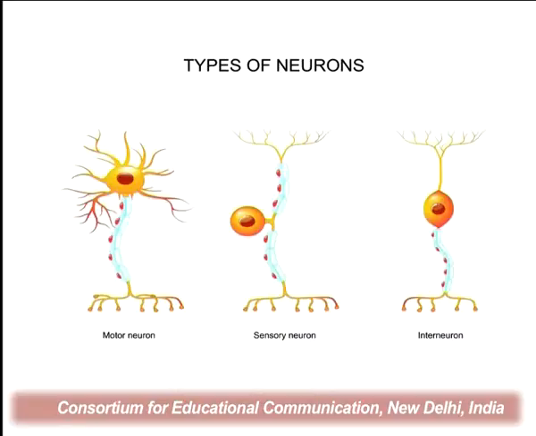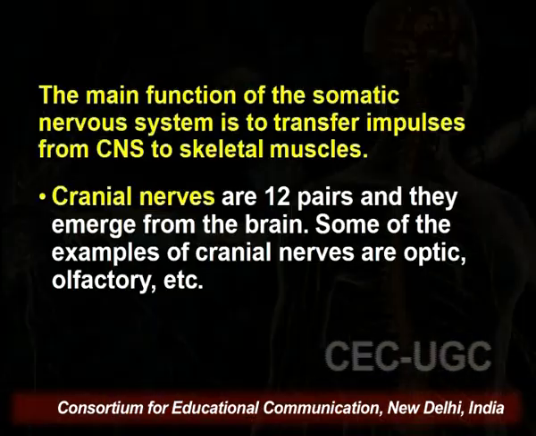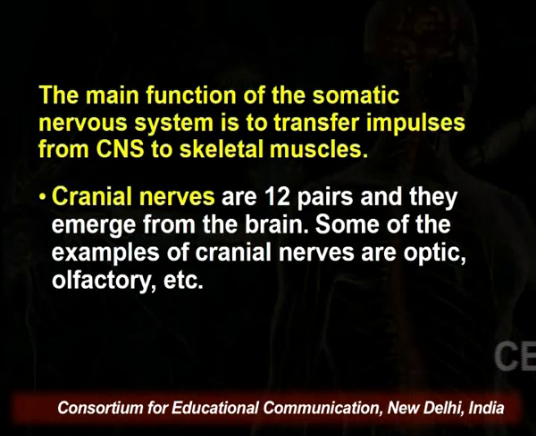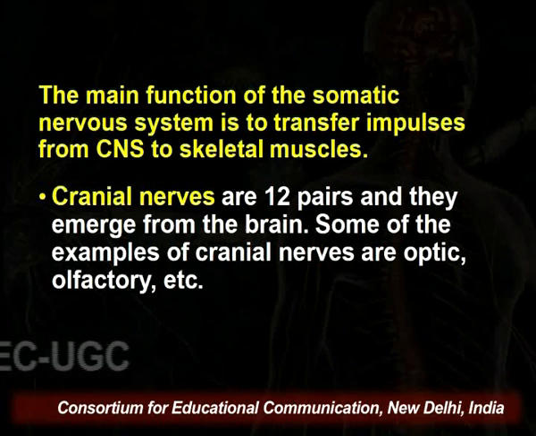Now, we can see the different types of neurons. In the previous lecture, we have learned about the basic structure of a neuron, and here we can see the different types of neurons. The first one is the motor neuron, then sensory neurons, because they have both the receiving part and the giving part, and then the next one, the interneurons. So the main function of the somatic nervous system is to transfer impulses from the CNS to the skeletal muscles.